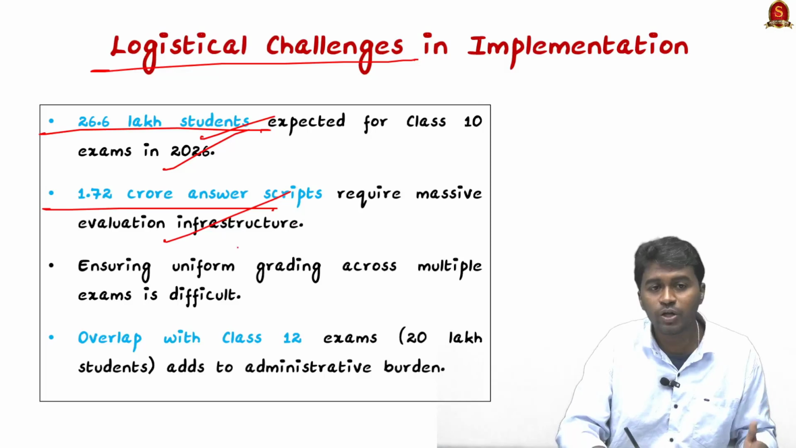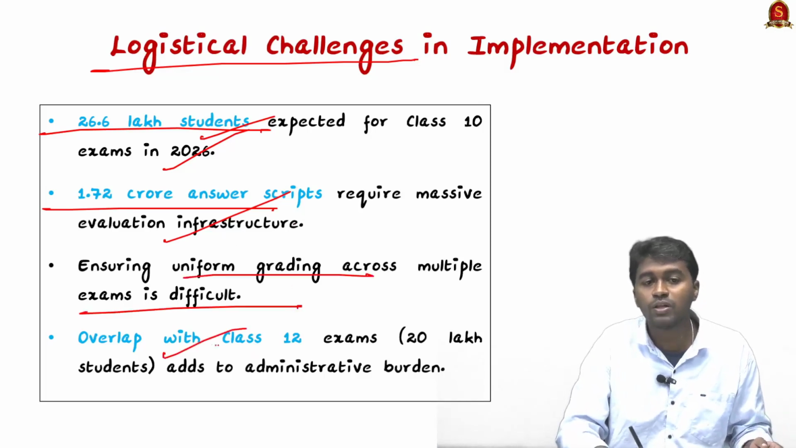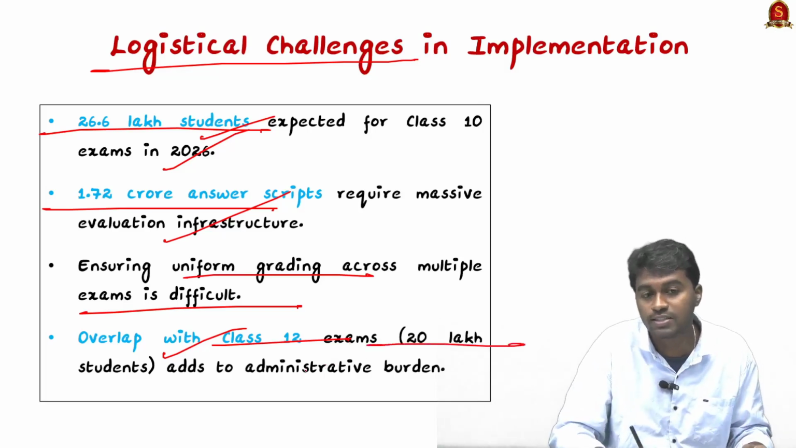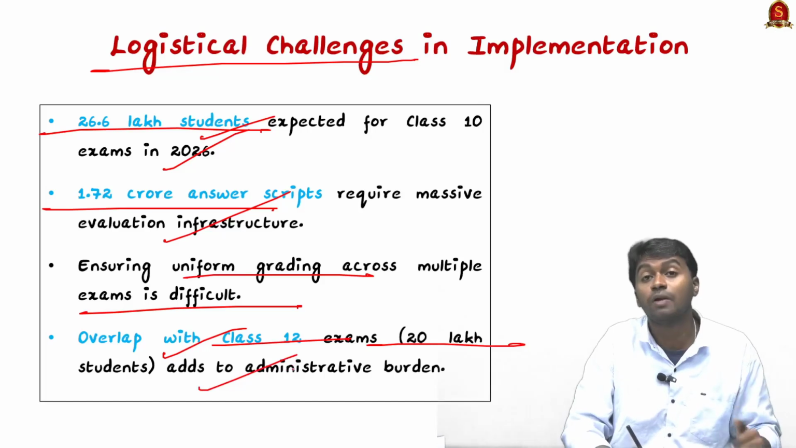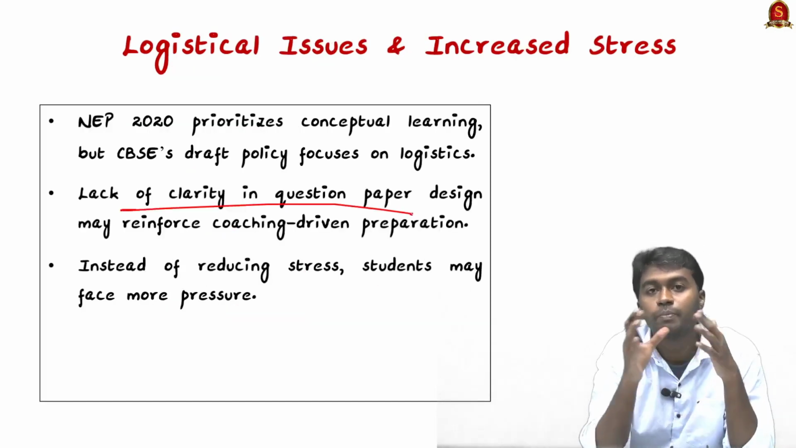Ensuring uniform grading across multiple exams is very difficult, and there is overlap with the class 12th examination. That means at least 20 lakh students will appear for the class 12th examination, and this adds administrative burden too. And the next is lack of clarity about the question paper design.